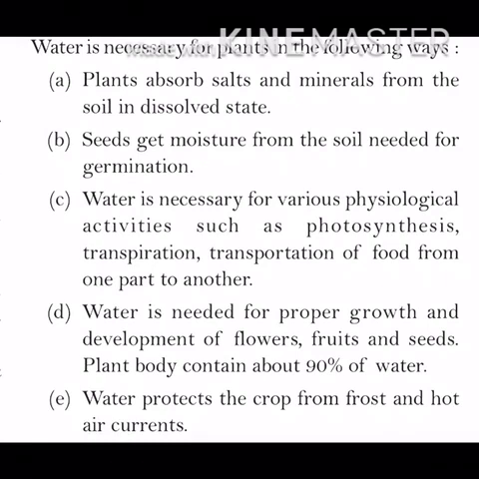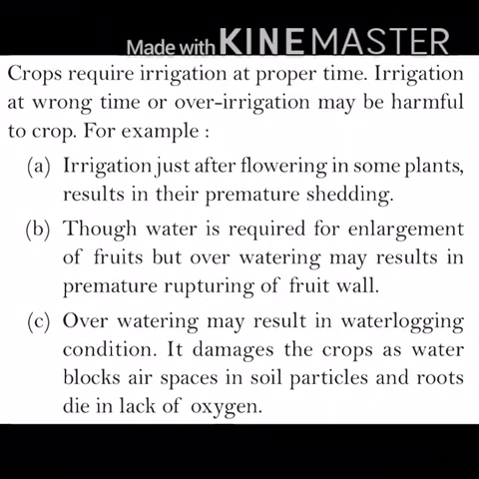Can irrigation have some negative or harmful effects? Yes, crops require irrigation at the proper time. If irrigation is done at the wrong time or over-irrigation is done, then it may be harmful to crops. For example, irrigation just after flowering in some plants results in their premature shedding. It means when crops get flowers, if you provide water to plants then those flowers fall off, and the plant doesn't give its produce.